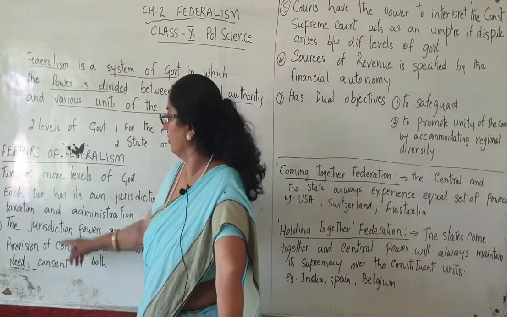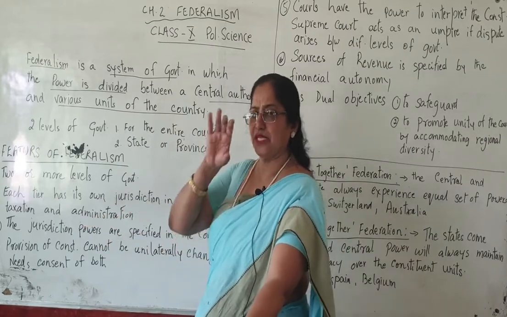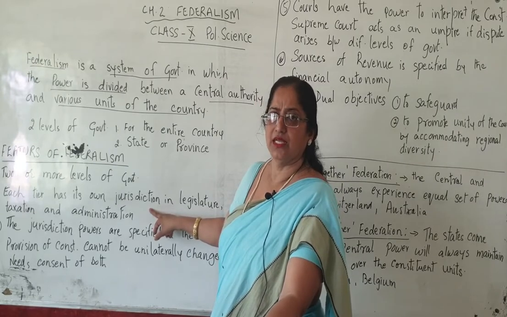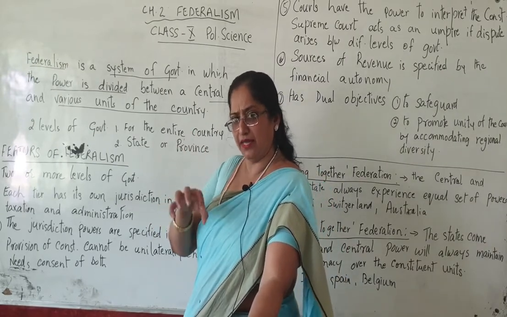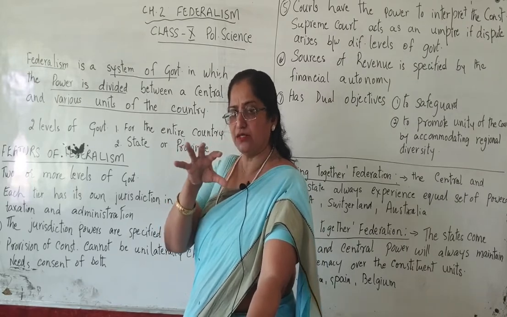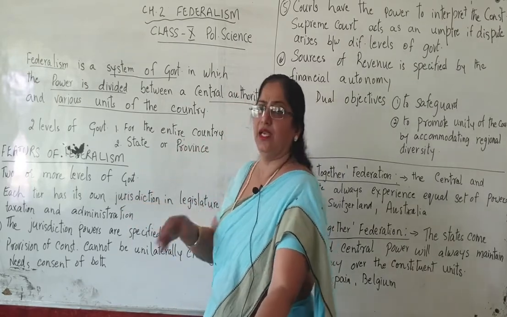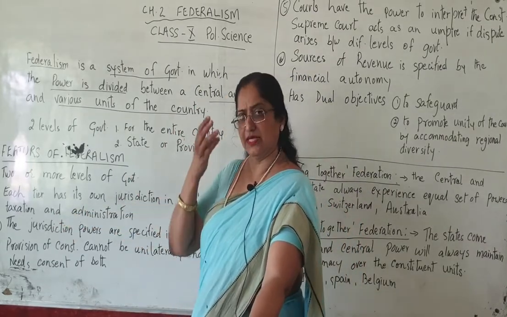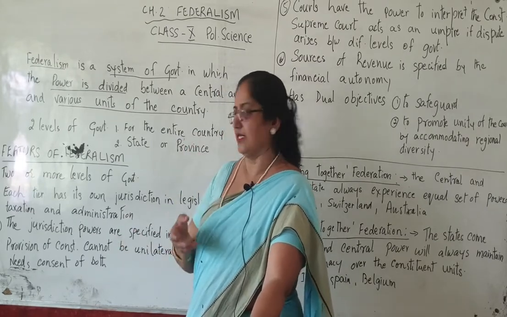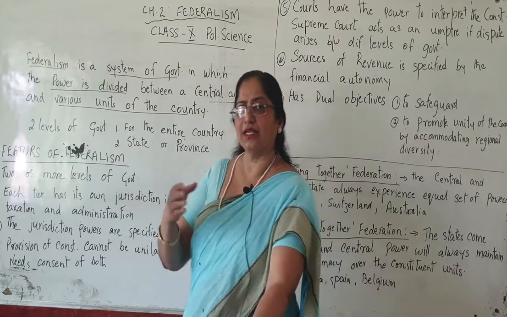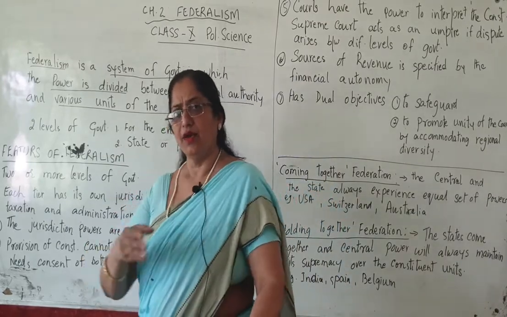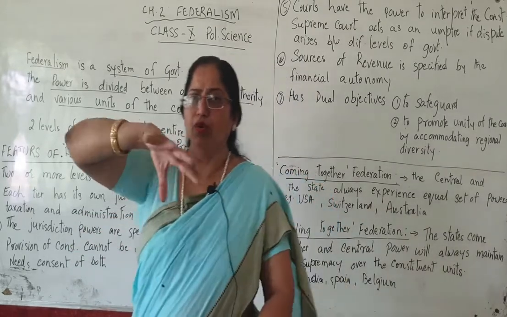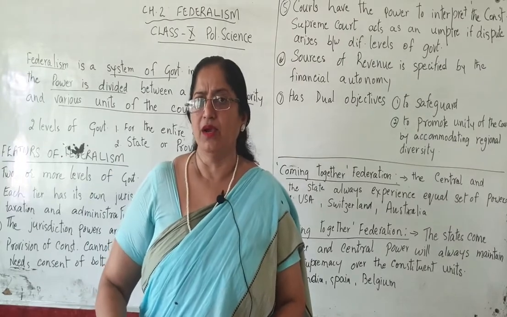Now the second feature: each tier, meaning each government, has its own jurisdiction. Now what is jurisdiction? It is the certain power they hold, the area where they are working. In legislature, that is the Supreme Court at the center, whereas at the state level there is the High Court. Taxation: the center can collect its own tax, whereas the state also collects its own tax. And administration: the whole state has to be managed by the state government, while the central government has to look after the whole country.